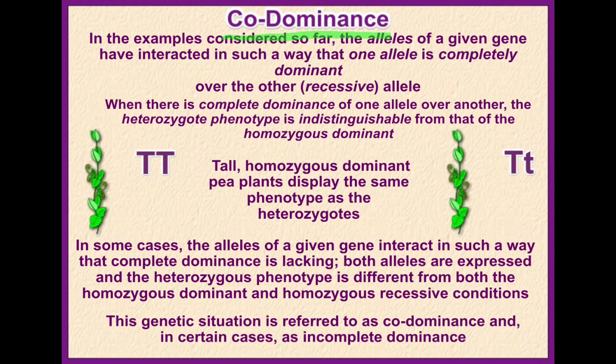In some cases, the alleles of a given gene interact in such a way that complete dominance is lacking. Both alleles are expressed, and there's going to be a difference. This genetic situation is known as codominance, and in certain cases, incomplete dominance.